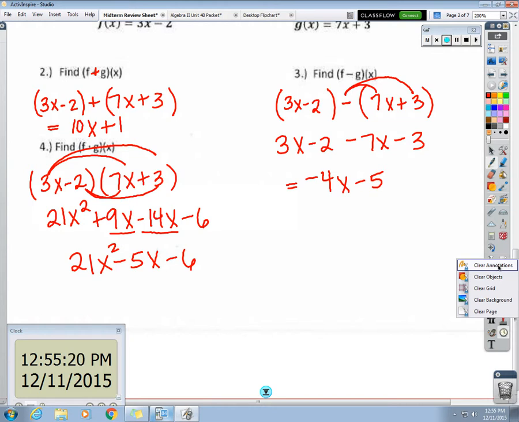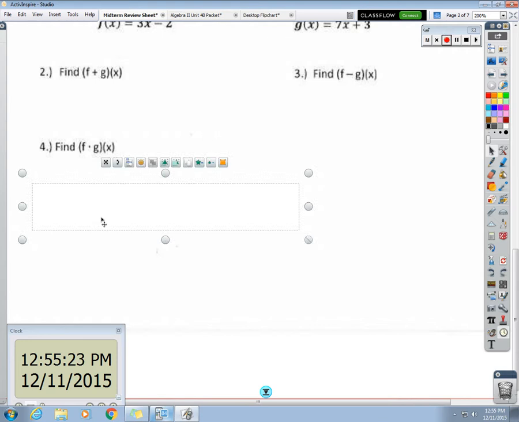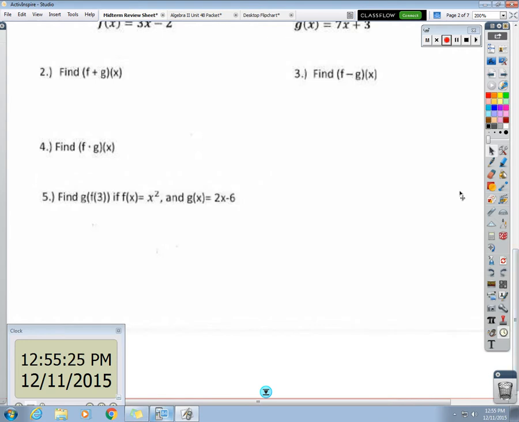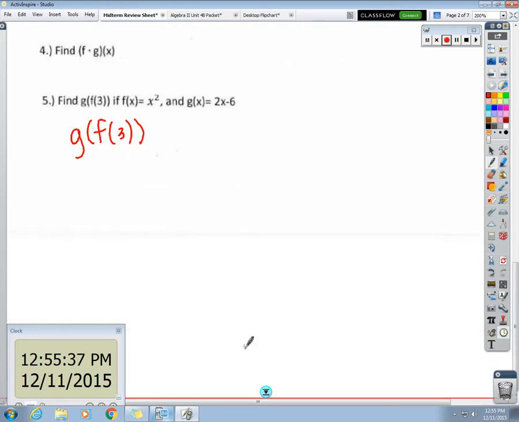Alright, number 5. This time we have g of f of 3 if f of x equals x squared and g of x equals 2x minus 6. Okay, so what do they want you to do first? Right, see how 3 is seated right next to the f? That means they want you to go to this f function and replace the x with a 3. Well, when you do that, what do you get? So now you have g of 9. So now you would plug 9 in the g function, which is 2x minus 6. So we replaced its x with a 9, and what does that give us? 12. And so that's the final answer.